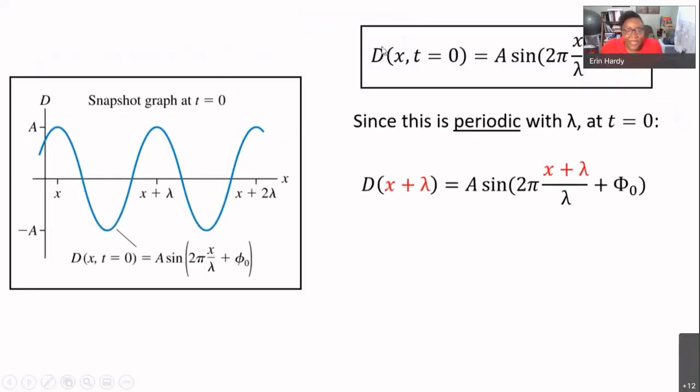So the way that we can do that is by developing a displacement function from a snapshot graph. Remember, the snapshot graph is the one that applies to just one moment in time. It tells you what the string, or whatever medium you're working with, looks like at that one point in time.